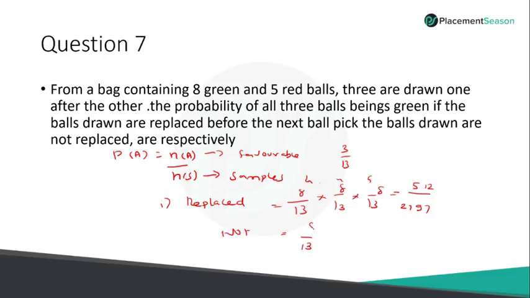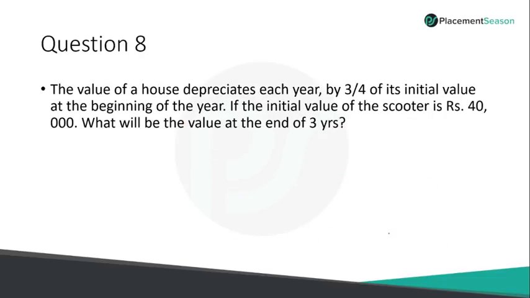This is replaced. The second case is not replaced, correct? So the first ball should be green. When the balls are not replaced, the total number of balls should be 12. Out of 12, how many greens are there? 7. Out of 11, how many greens are there? 6. So now if you multiply, the answer should be 336 by 1716. So you should understand the difference between balls being replaced and not replaced. Two things are given. Probability is one of the most important and easiest topics. The only formula you should know is n of A by n of S.